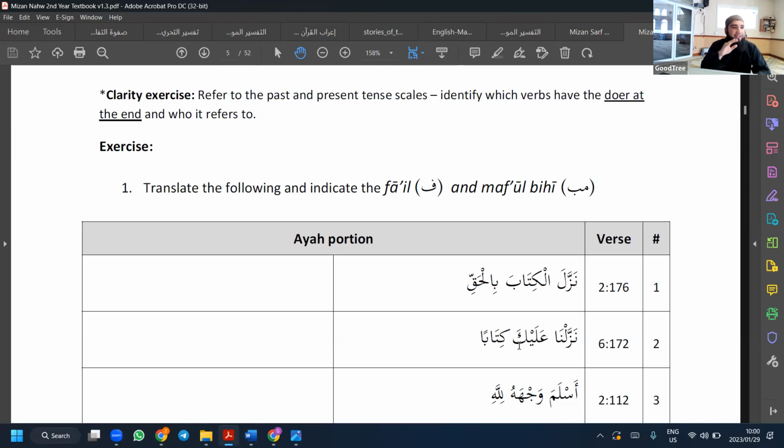Then we have fa'alat, that's a standard feminine. Then we have fa'alna, short noon at the end. Fa'alta, short ta at the end. Fa'altum, the tum at the end. Fa'alti, ti at the end. Fa'altunna, the tunna at the end. Fa'altu, the tu at the end. Fa'alna, the na at the end.